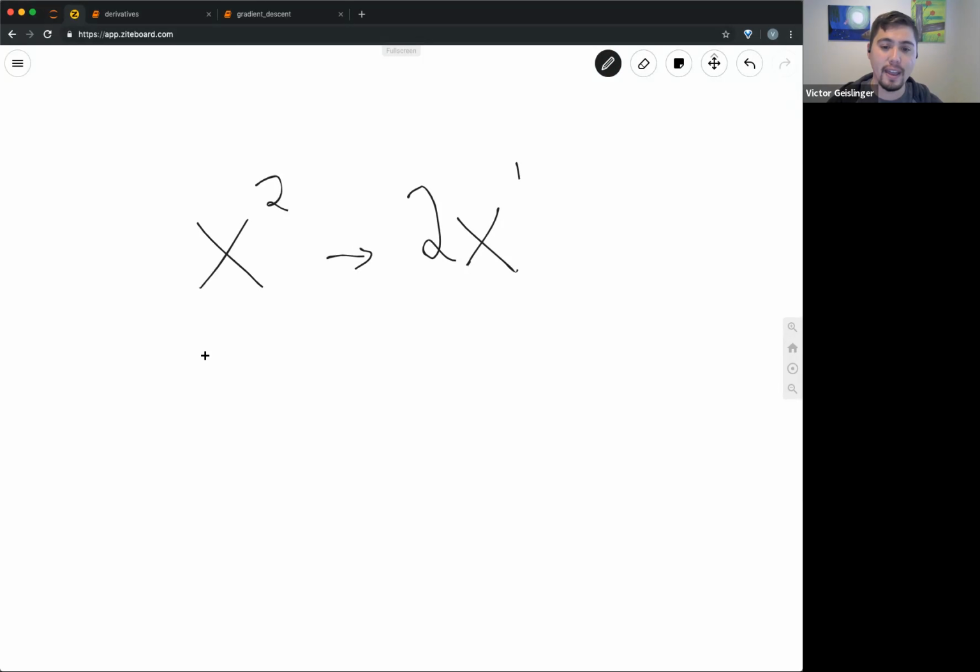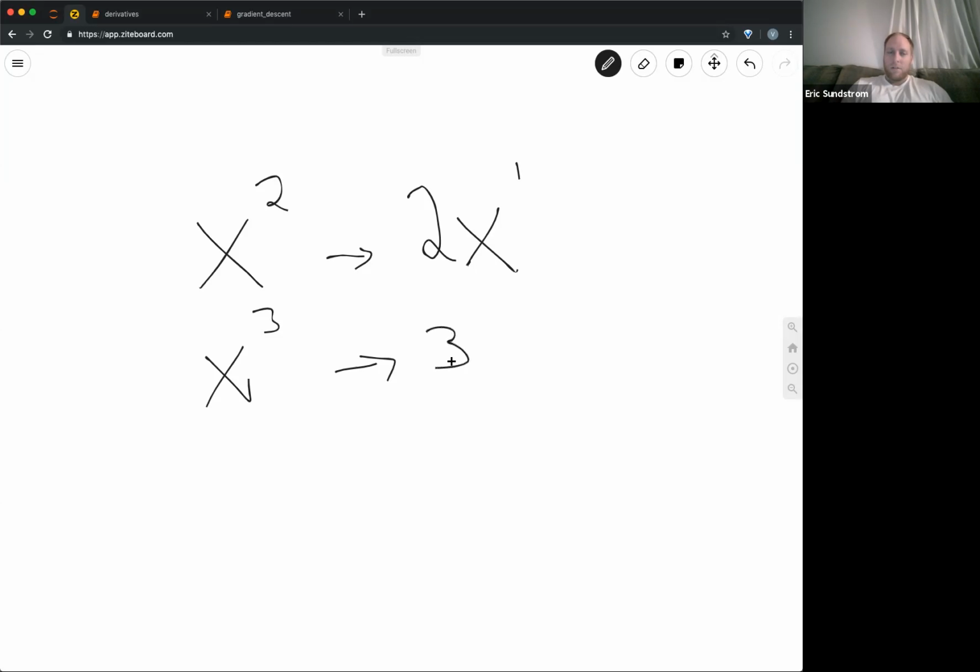And similarly, if you already know the pattern, x to the power of 3, what would this derivative be? 3x squared. Yeah. Cool. 3x squared. Cool. I saw you guys, it's funny, you all unmuted yourselves at the same time. Right. So 3x squared, right?